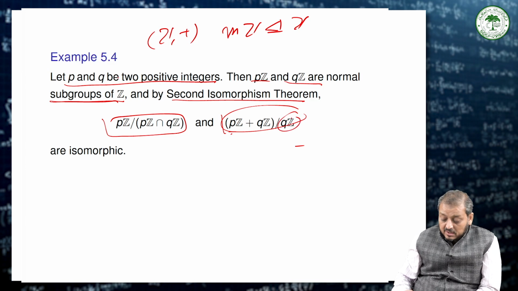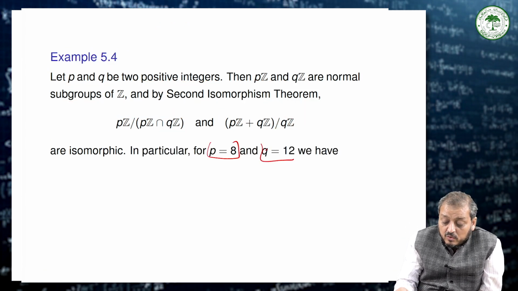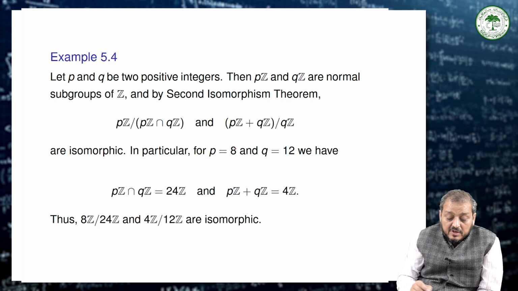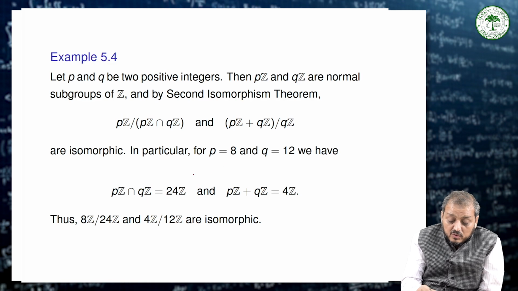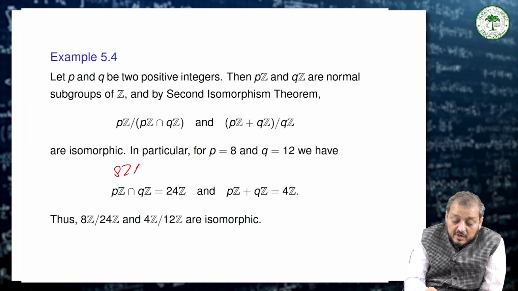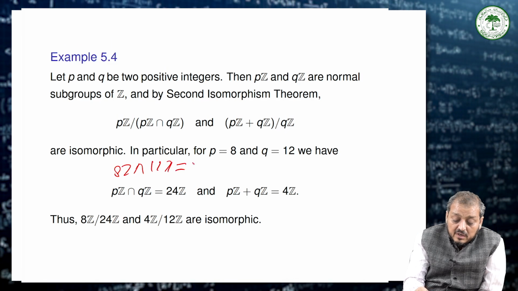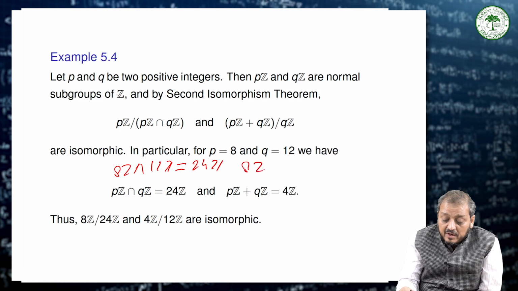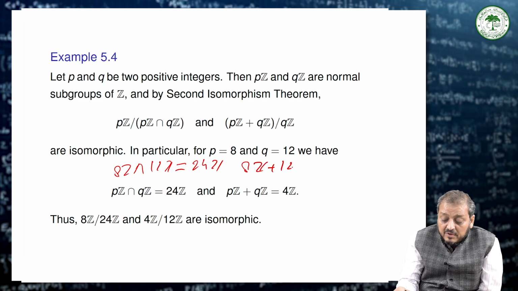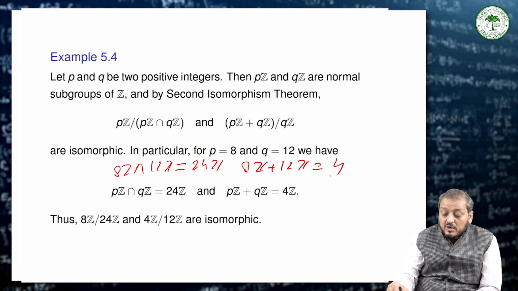For a particular example, we take p equal to 8 and q equal to 12. Then clearly pZ intersection qZ is 8Z intersection 12Z, which is nothing but 24Z. And similarly, if we take 8Z plus 12Z, this is equal to 4Z, since the gcd of 8 and 12 is 4.